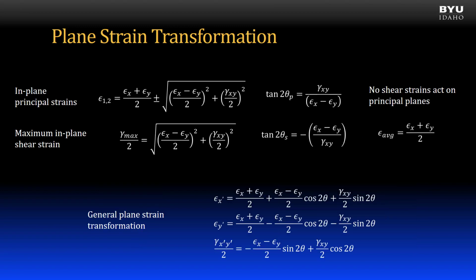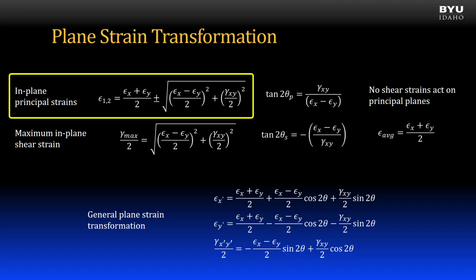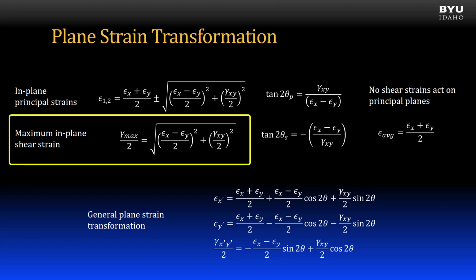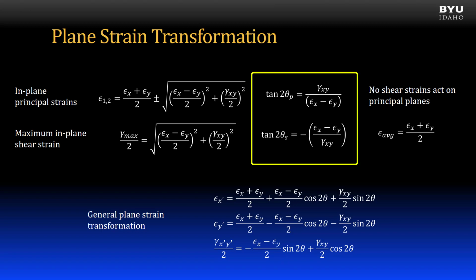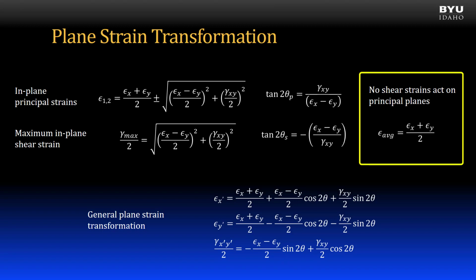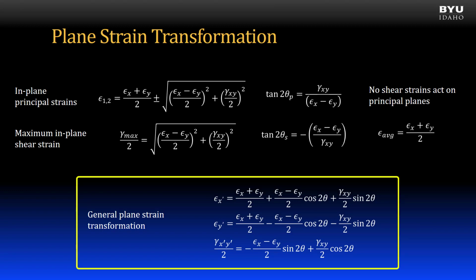Here are the plane strain transformation equations. There are equations for finding the in-plane principal strains and maximum in-plane shear strain. There are also corresponding equations for finding rotation angles and average normal strain. The equations are similar to the stress transformation equations, except that the normal stresses, sigma, are replaced with normal strains, epsilon, and shear stress, tau, is replaced by shear strain, gamma, divided by 2. There are also general plane strain transformation equations.